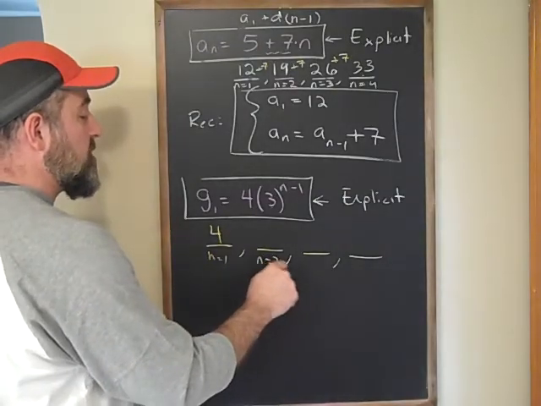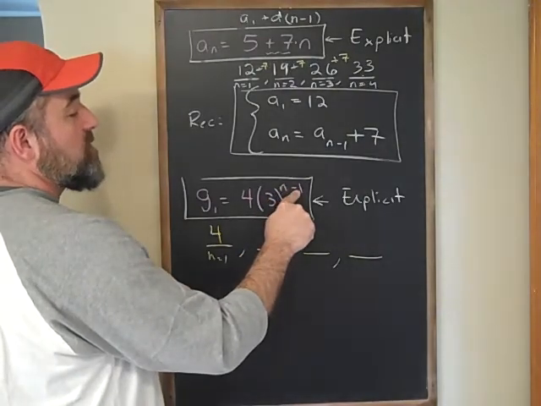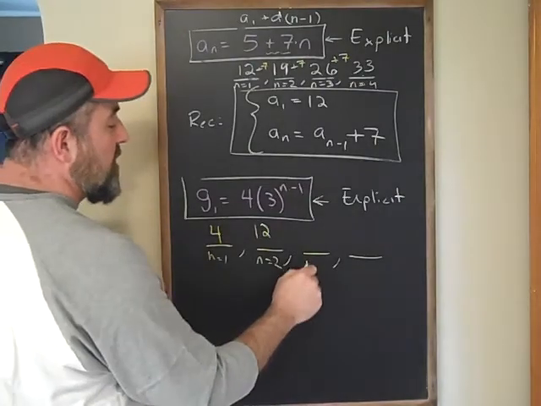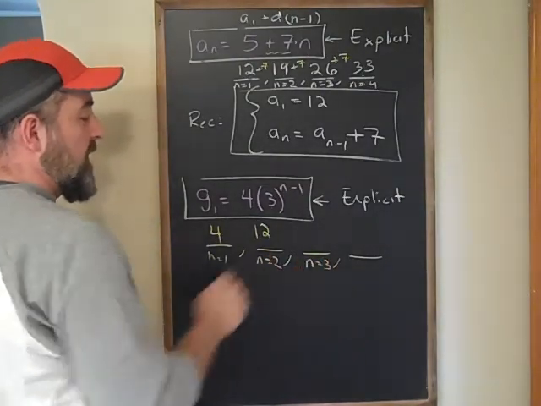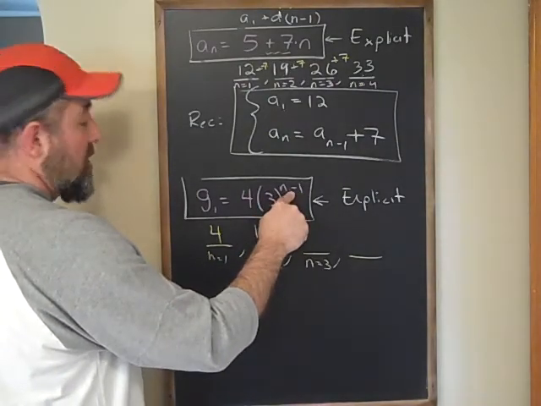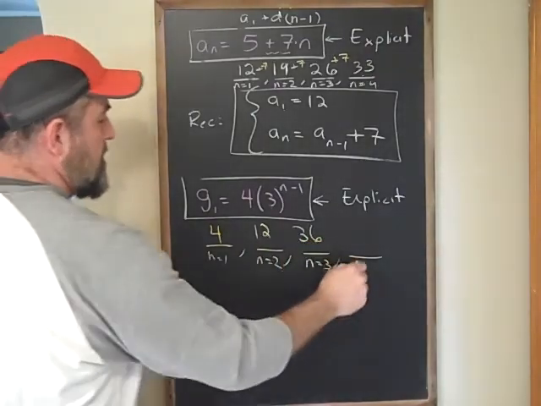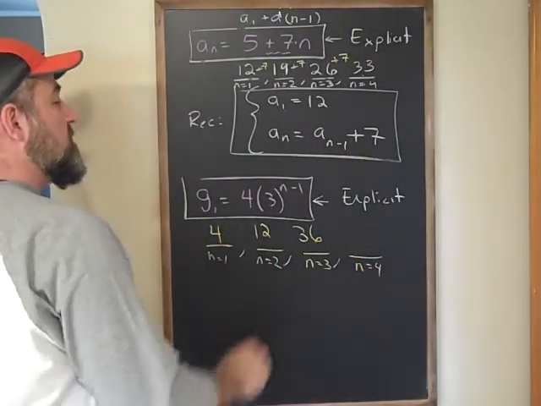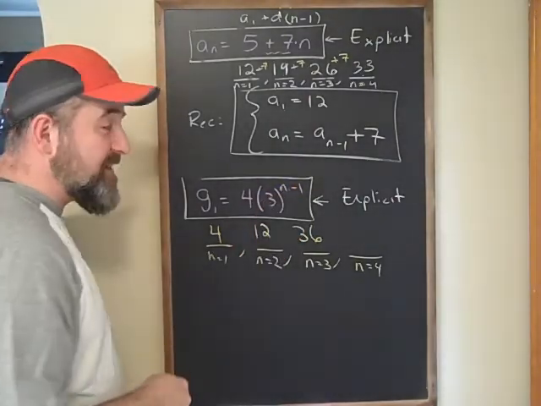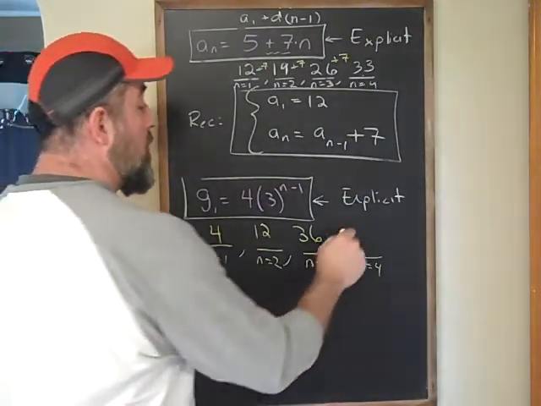Let's get the second term. The second term happens when n is 2. Let's put in 2. 2 minus 1 is 1. 3 to the 1 is 3. 3 times 4 is 12. Let's get the third term. Let's let n be 3. 3 minus 1 is 2. 3 to the 2, 9. 9 times 4, 36. Let's get our fourth term. n is 4. 4 minus 1 is 3. 3 to the 3 is 27. 27 times 4 is going to be 108.